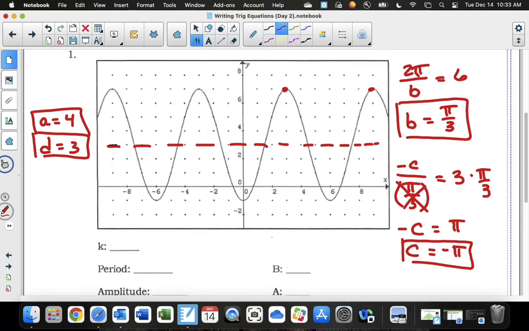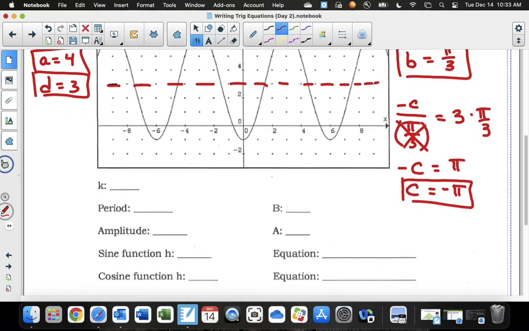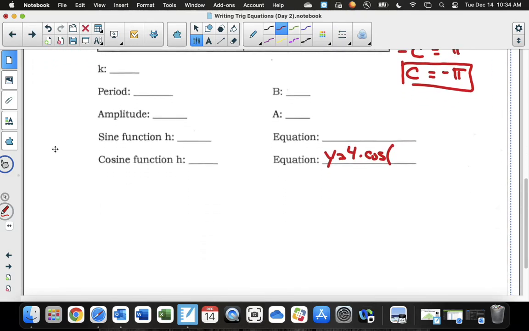I can write my cosine equation. All we have to do is put it all together. So if we do that, we have y equals, a value we said was 4, so 4 times the cosine. B value you said was pi over 3. And you can use x, you can use theta, whatever you want. I'm going to use x because that's what we've used most of the time. So pi over 3 x, we just said c was negative pi, so minus pi. And we said the vertical shift, the d value was 3, I believe, if I remember right. So we throw a plus 3 at the end.